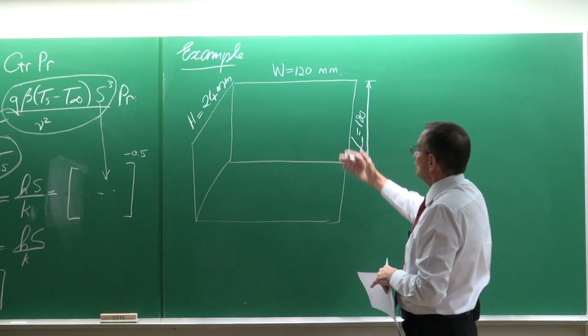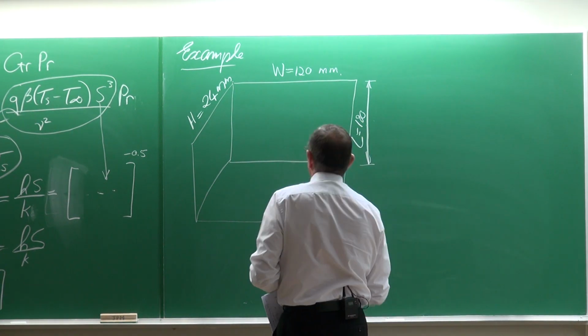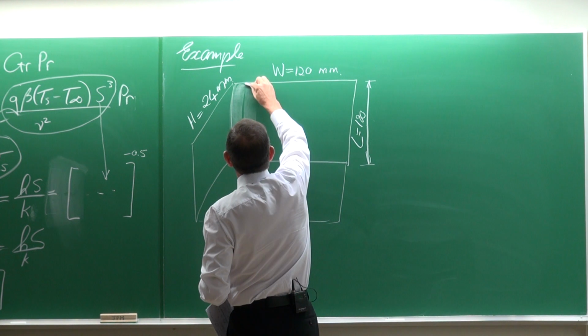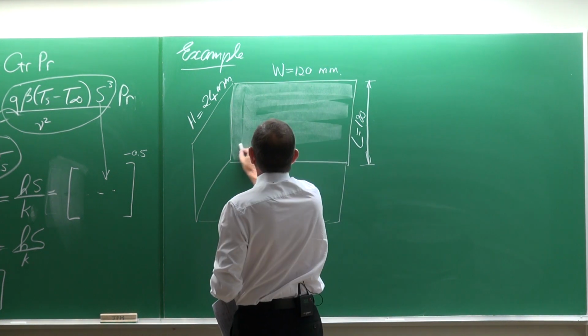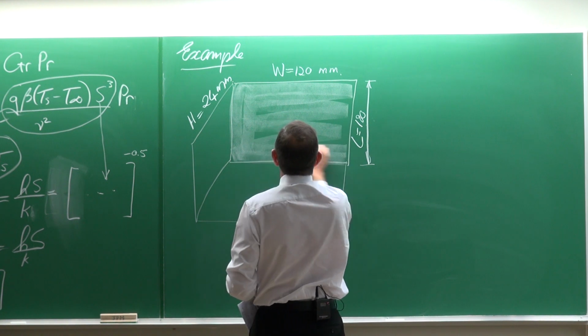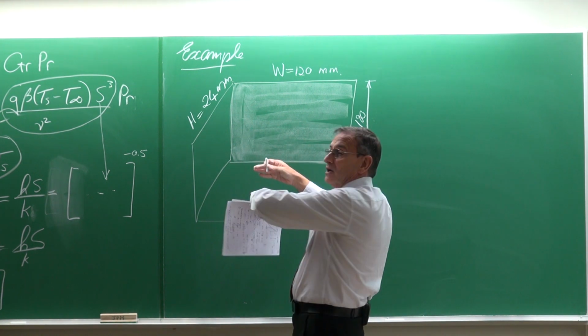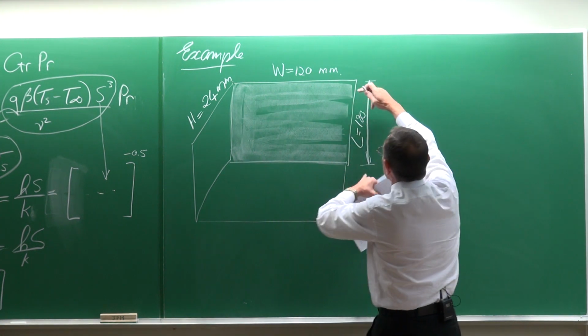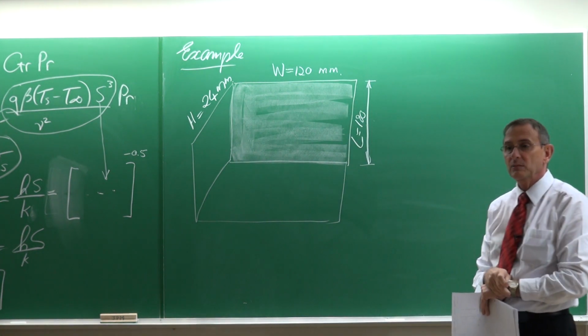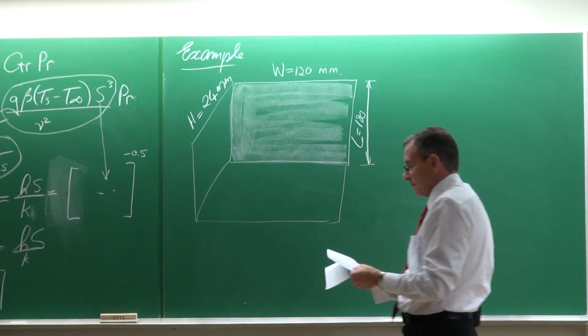And we would like to cool this area. So this area is going to be cooled. This is the available volume that we have. So in this direction, only 24 millimeters, 120 millimeters in that direction, and in that direction 180 millimeters. That is what we have available.